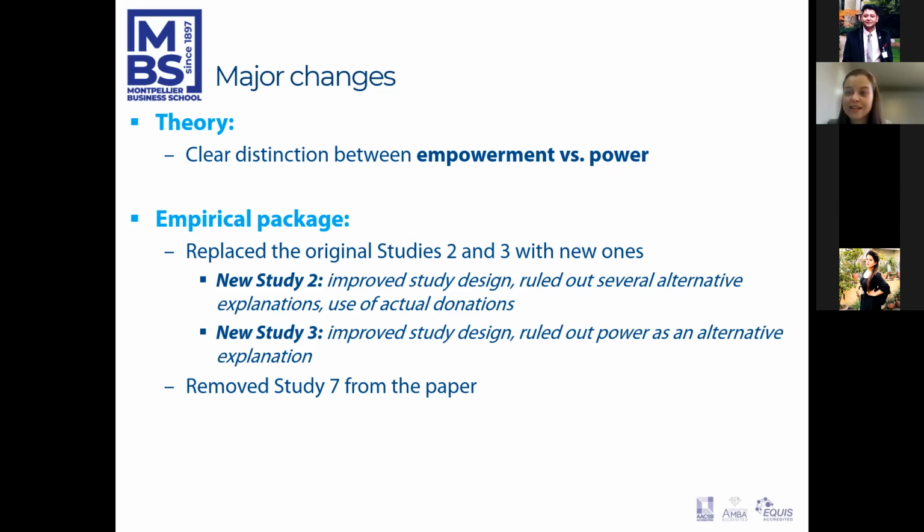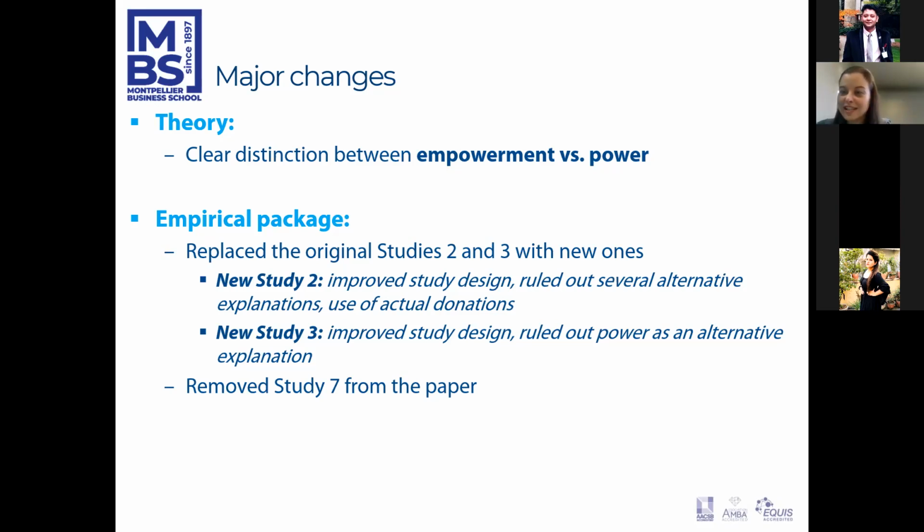And we also rule it out as an alternative explanation in the paper, among other things. So we had to make that argument on a theoretical basis, and also in terms of empirical package, because reviewers wanted us to clearly rule out power as an alternative explanation and really show that this entire thing that we are suggesting is driven by empowerment. So as part of that, they asked us to replace the original studies 2 and 3 that were in the paper with new ones. So we had to rerun those studies.